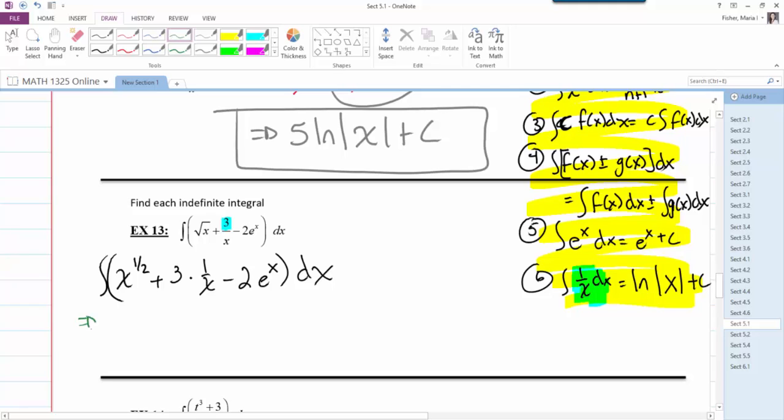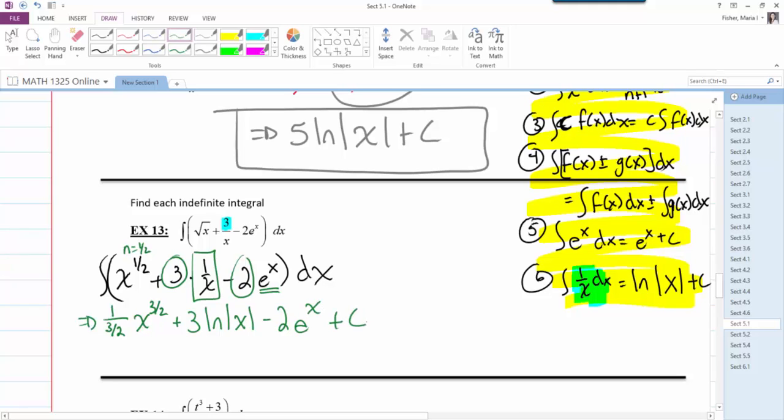And now I know that I can take the integral of a term at a time. So let's go ahead and start there. So this is going to be 1 over, because here my n is equal to 1/2. So on a calculator, if we need to, 1/2 plus 1 is 3/2. So 1 over 3/2, x to the 3/2, plus 3 is a constant multiplier, it multiplies along. 3, the integral of 1 over x is the natural log of the absolute value of x, minus 2 is a constant multiplier, it multiplies along, 2, and the integral of e to the x is e to the x plus c. So we just look at these rules and use these rules when we're finding that indefinite integral.